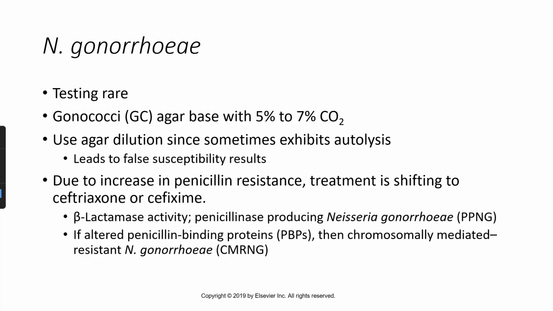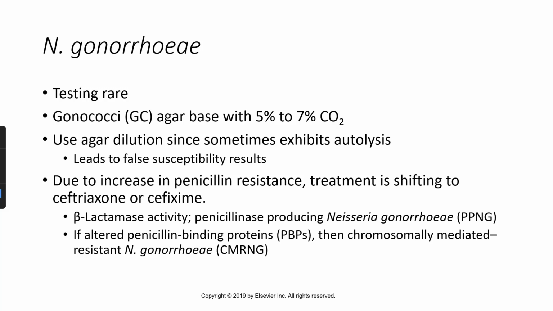We do a lot of molecular testing with gonorrhea, and if we do culture and grow up gonorrhea, the GC agar base would be used, with 5 to 7% CO2 incubation. Use agar dilution since sometimes it exhibits autolysis. Leads to false susceptibility results. So due to increased penicillin resistance, treatment is shifting to ceftriaxone or cefixime.